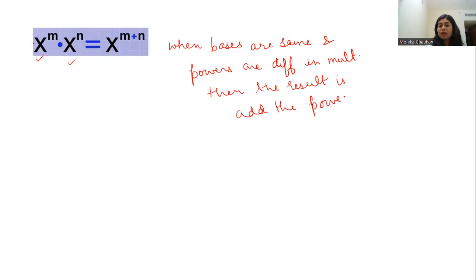And how do we do that? Just understand. Suppose I give you one example: 2 raised to the power 3 into 2 raised to the power 5. What does it mean? Okay, let's see the proof.